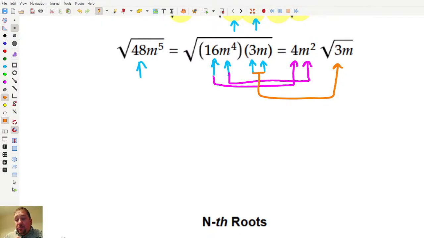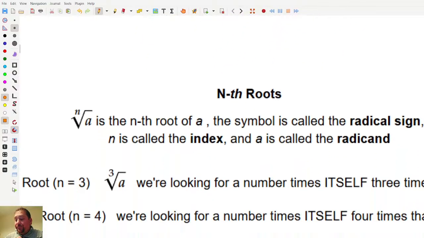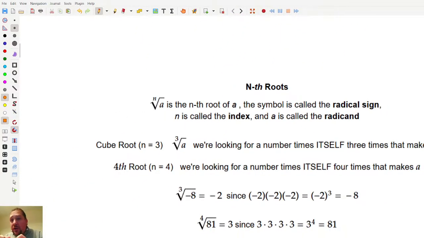And then closing, the square root of 48m to the fifth simplifies to 4m squared times the square root of 3m. A lot of words. So now the goal of the rest of this lesson is really two things. We're going to talk about other roots besides square roots, which are called nth roots, predominantly cube roots, but we'll look at some fourth and fifth roots as well. We're going to look at simplifying them.